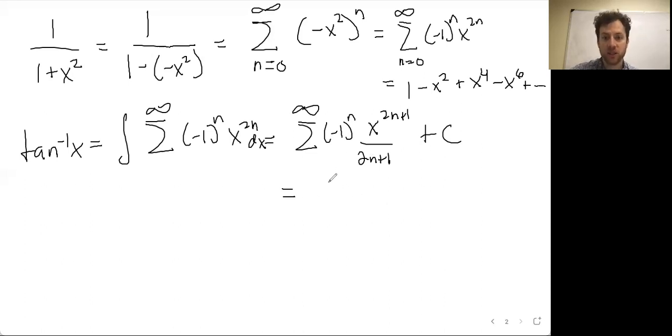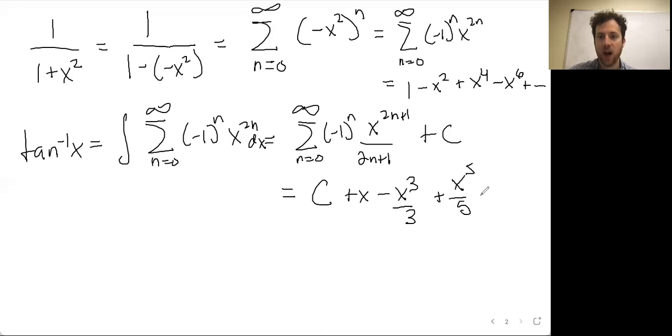So what this series looks like is we have our constant, and then starting at 0, if we put in 0, we have just 1, an exponent of 1, and a denominator of 1, so that's plus x. If we put in 1, that's minus x cubed over 3. If we put in 2, we're positive again, then x to the 5th over 5. And what we're seeing is exactly what would happen if you use the power rule on each of these terms separately. So this is our series.